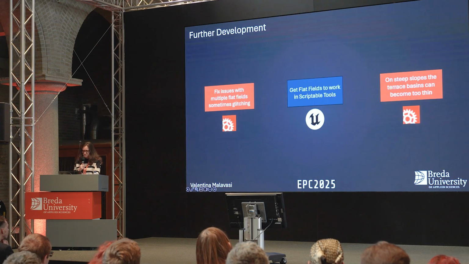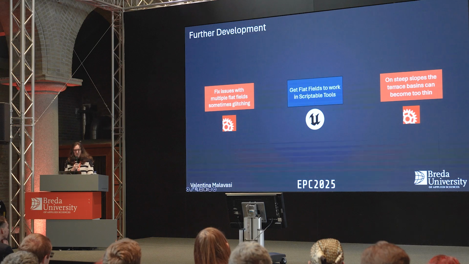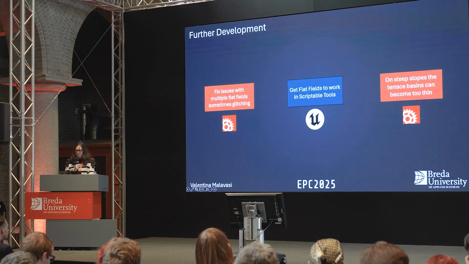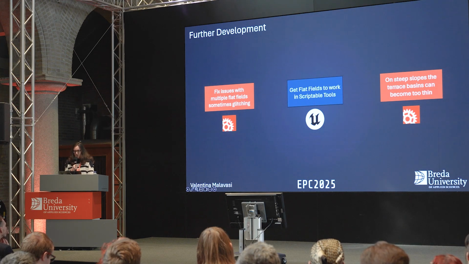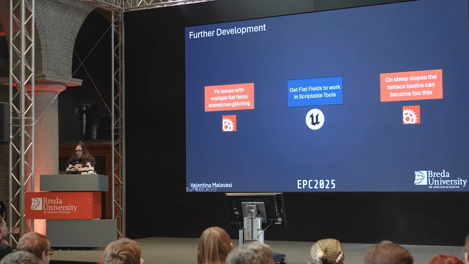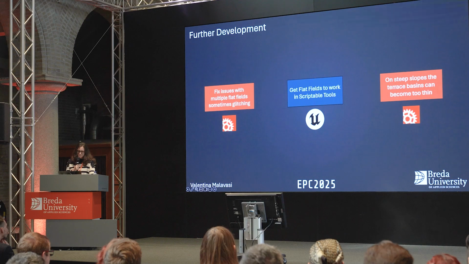We're coming to an end of this presentation, but first off, I'd like to reflect on what I could have done better. Firstly, there are some issues with flat fields sometimes merging into each other, but fortunately, that is an easy fix in VEX. I'd also like to find a way to get the world inputs working in the scriptable tools interface for the flat fields. And finally, I've noticed the terrace basins can get a little thin when the slopes are too steep, but that can also be easily fixed with a mask by feature node.